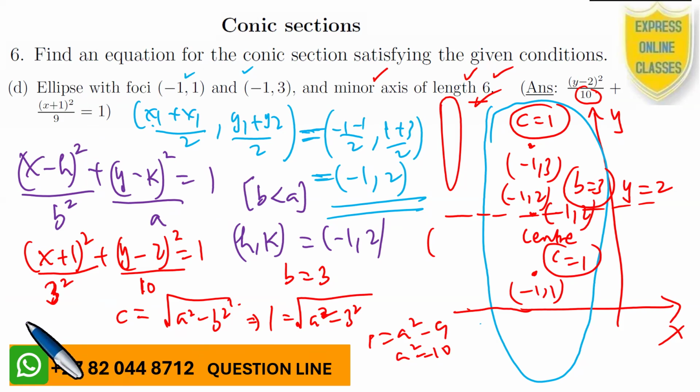So for this one, we're going to just say x plus 1 squared over 9, plus y minus 2 squared over 10 is 1. So this is the answer, because the 3 squared is the 9 and then the 10 is there.